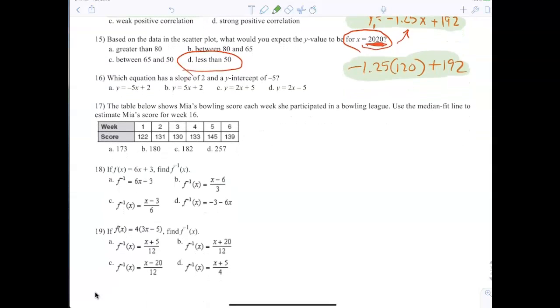Which equation has a slope of 2 and a y-intercept of negative 5? That's kind of easy, right? Everybody okay with that being D?